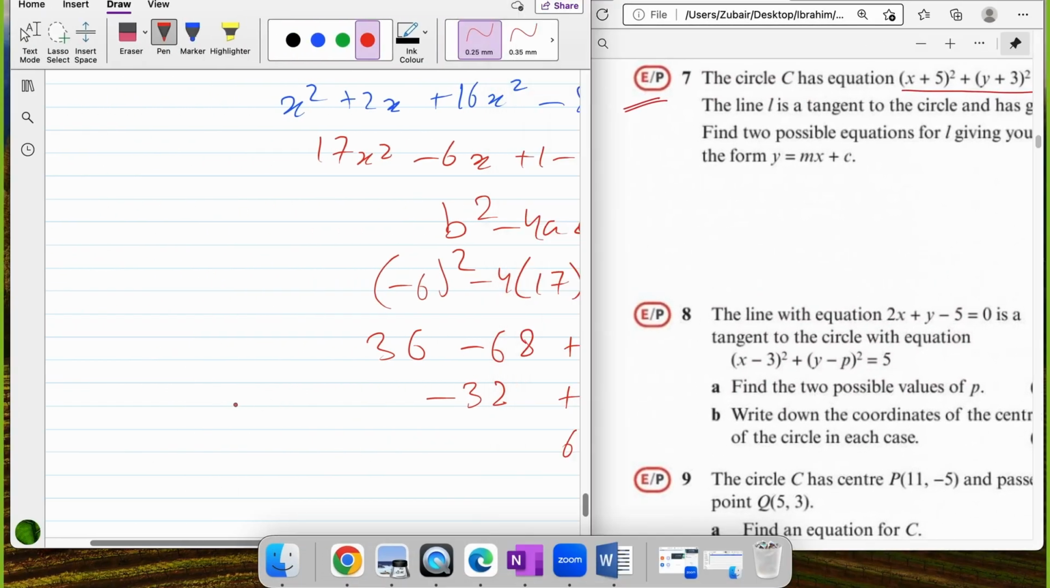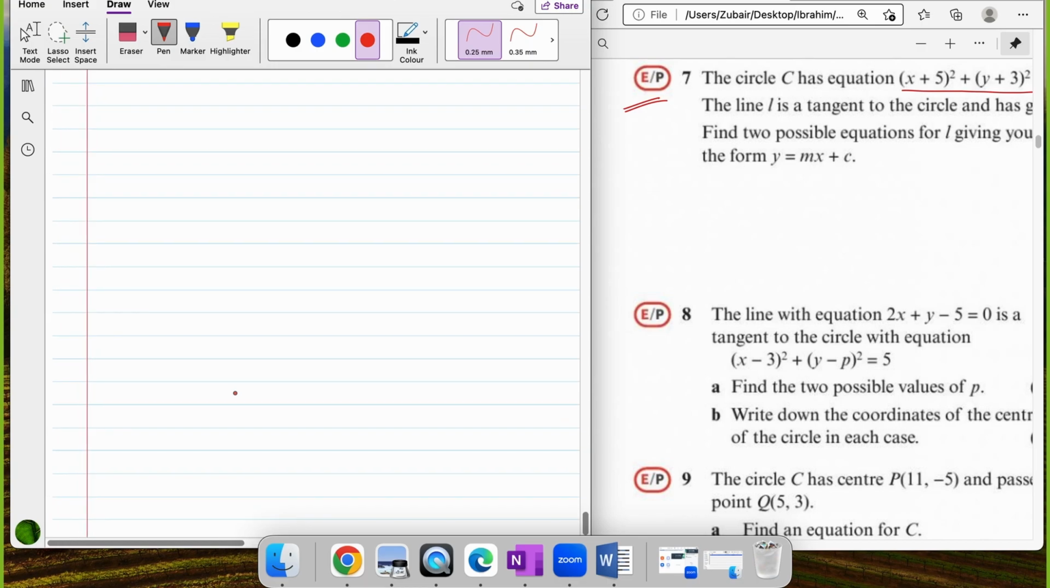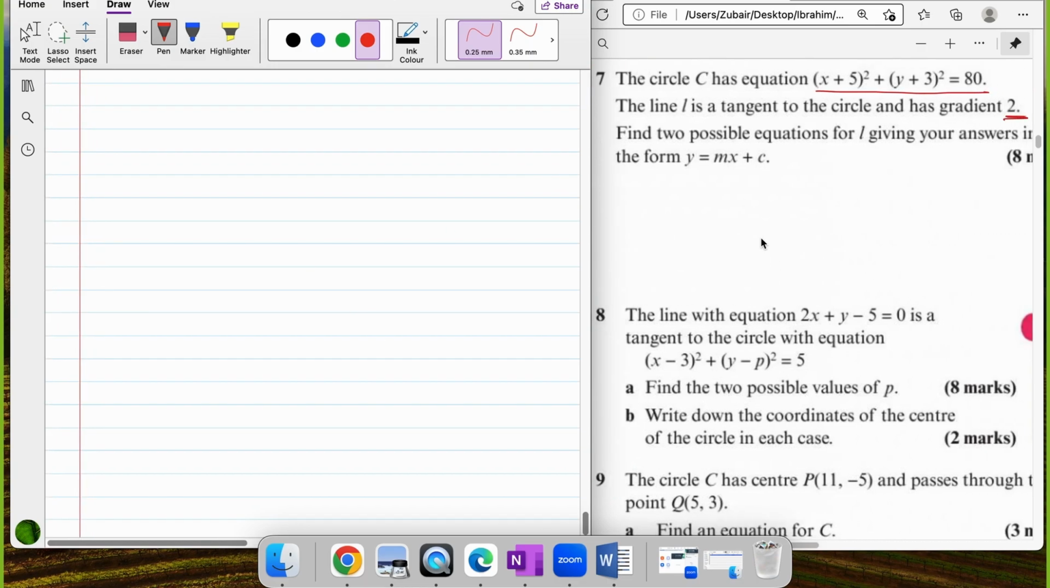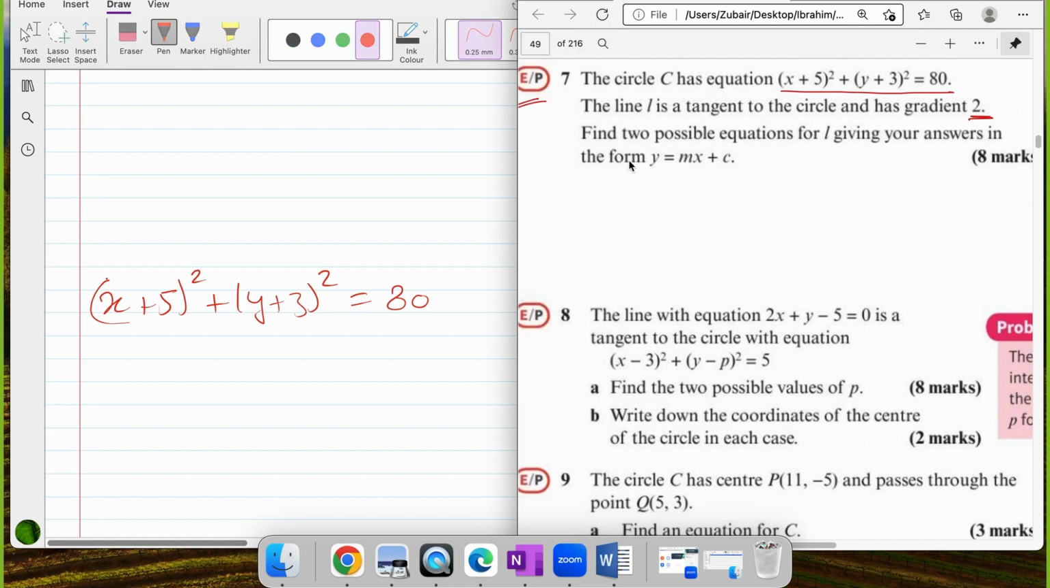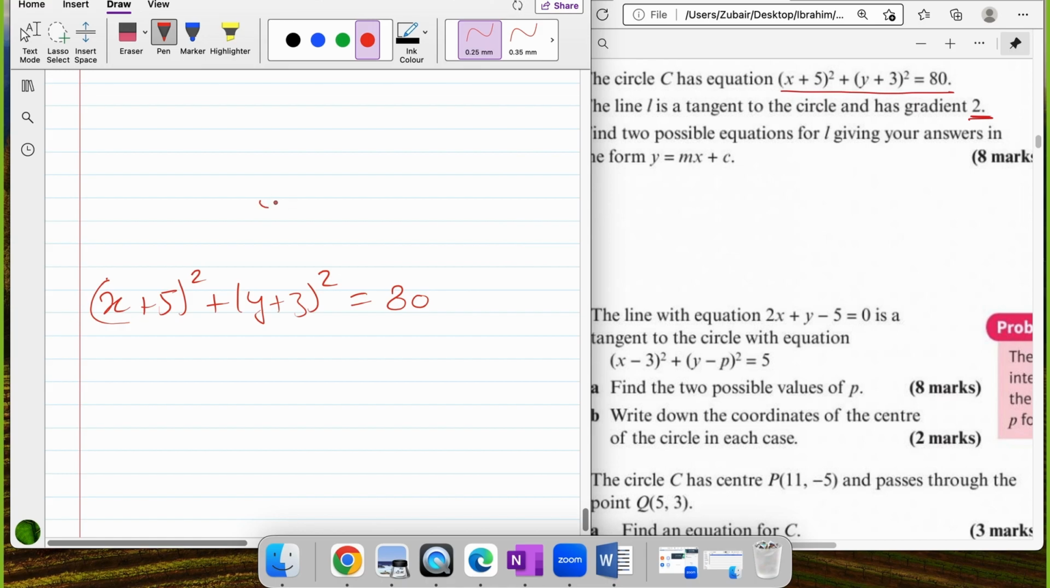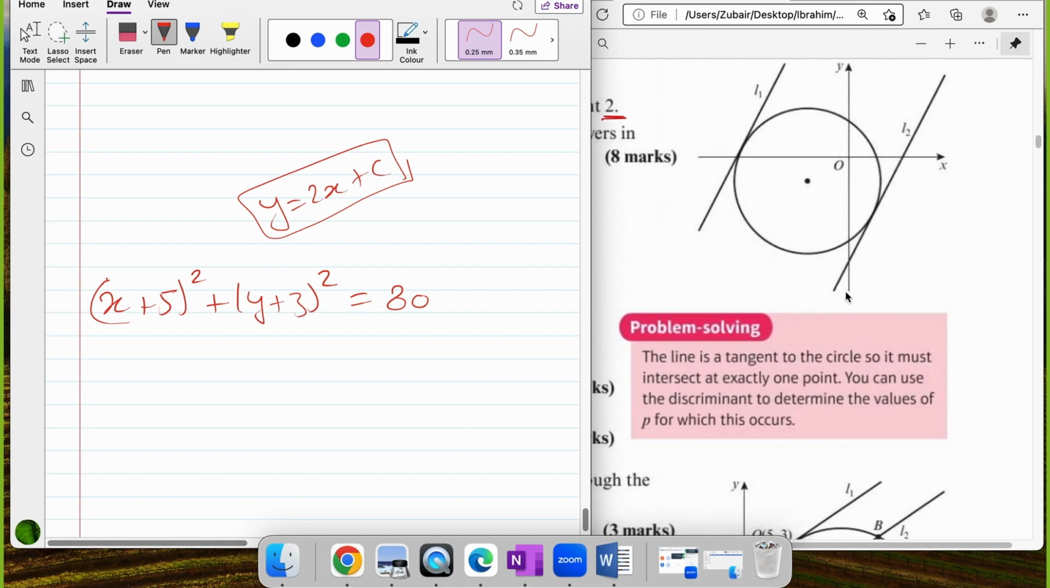Okay, so let me just use this writing space. The equation of the circle is (x + 5)² + (y + 3)² = 80, and the line L is tangent to the circle with gradient 2. So we are looking for y = 2x + c. We are looking for two different values of c.